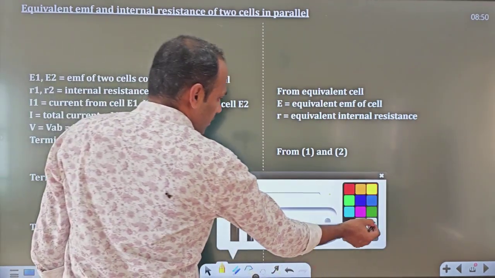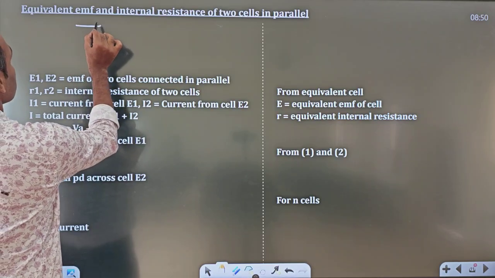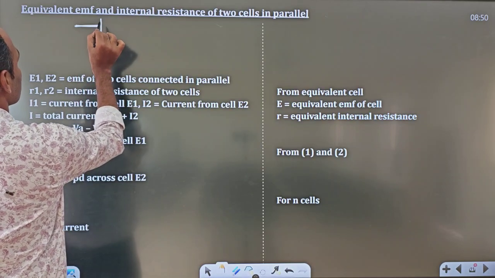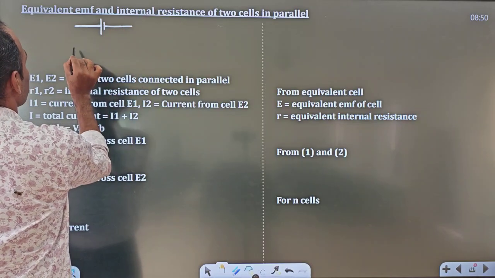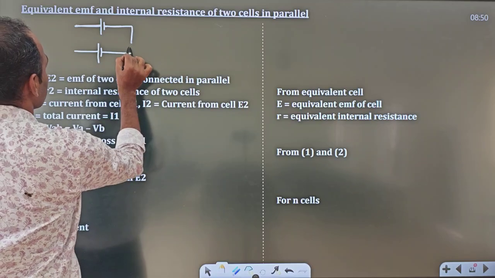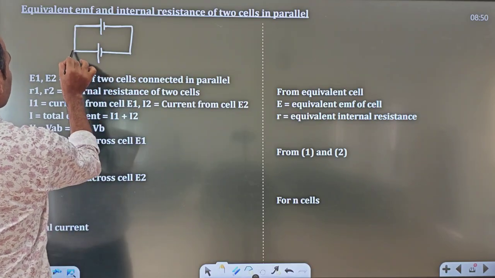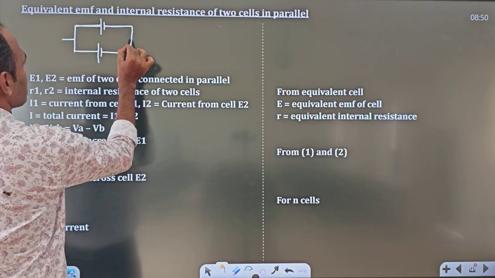See, here we'll take the parallel combination of two cells. This is the first cell. And here I will take one more cell. Correct? See, parallel means positive and positive, negative and negative. You have to connect positive to positive, negative to negative. And it has to be like this.